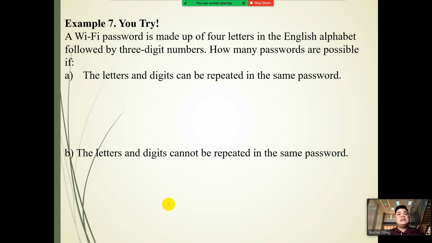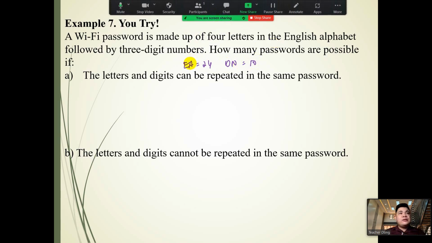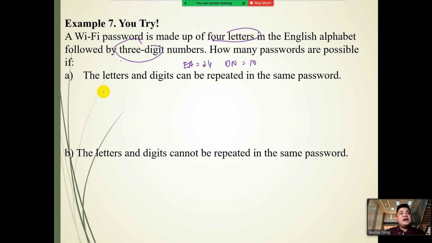A. The letters and digits can be repeated in the same password, and B. The letters and digits cannot be repeated in the same password. So this is just the same as the plate numbers a while back or earlier. So for the English alphabet, we will be using 26, and then for the digit numbers, we will be using 10, starting from 0 up to 9. So we need how many letters? We need 4 letters and then 3 numbers. Okay, so for the first one, we have letters. Can be repeated. There's no restriction.